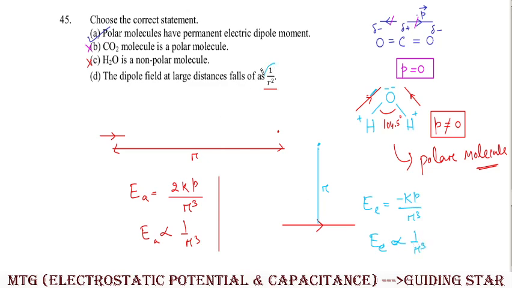Clear? So inverse square will not be the correct one, so this is also wrong. The correct statement is that polar molecules have a permanent electric dipole moment. That is correct.